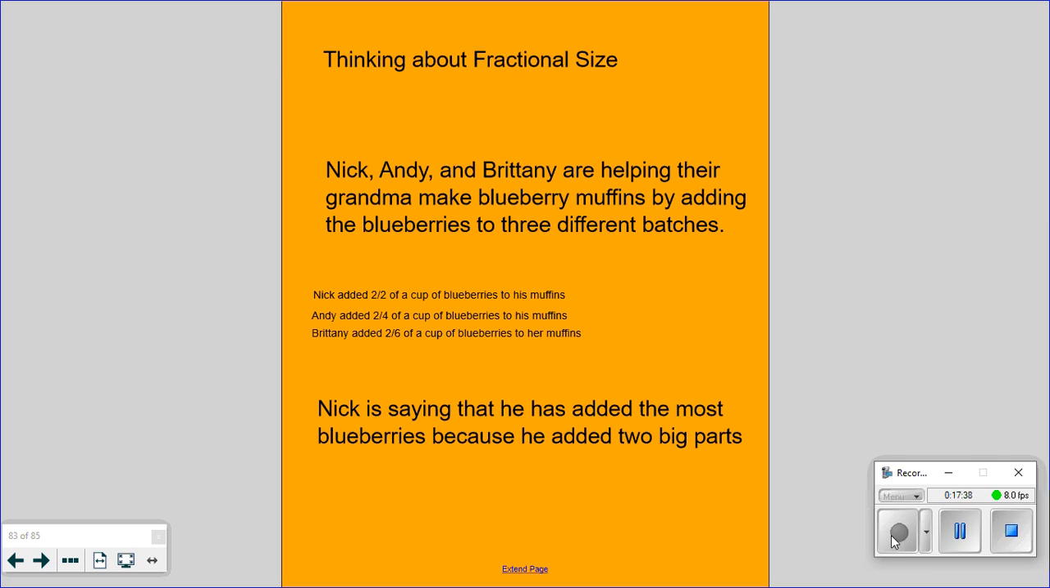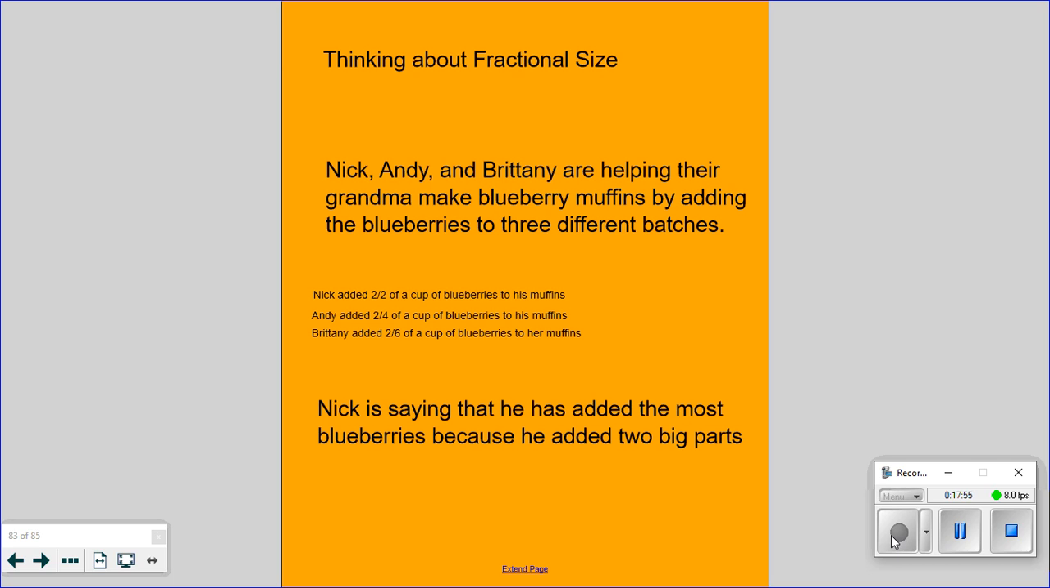Whose batch of blueberry muffins would you want to eat from? Raise your hand to tell me. And be ready to tell me why.